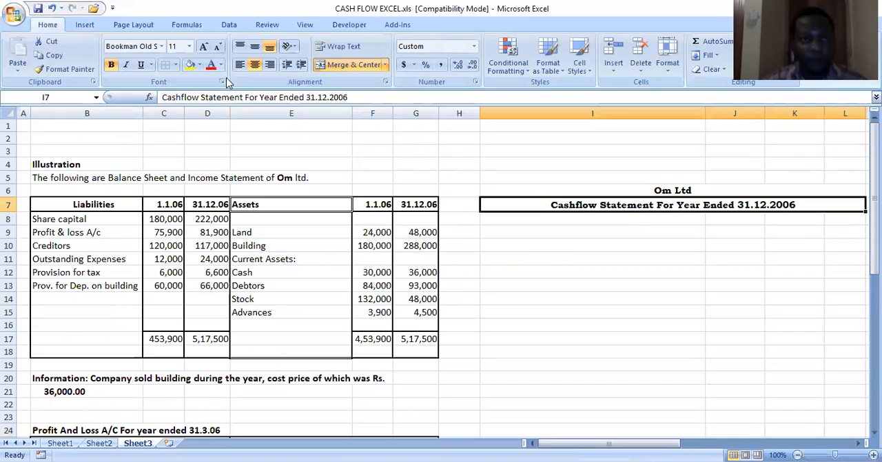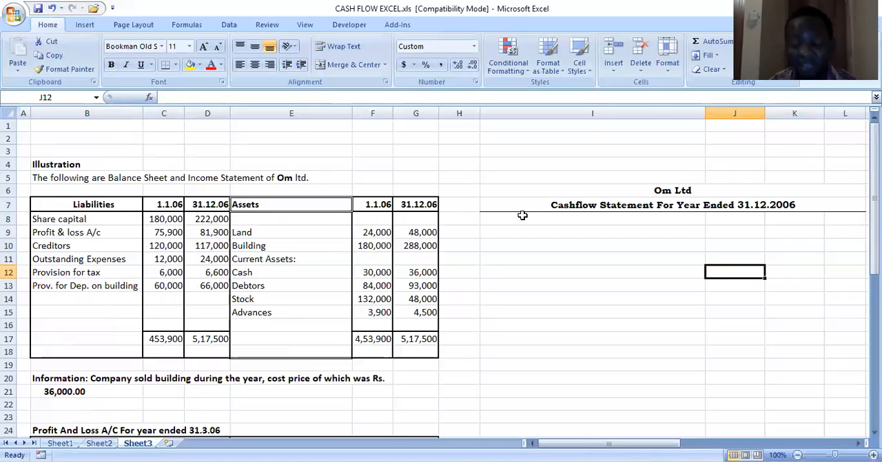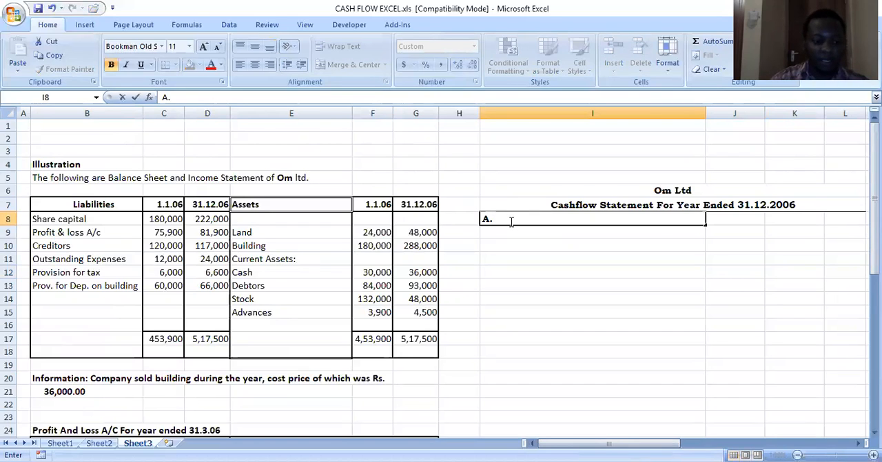So we now prepare our cash flow statement. A cash flow statement is classified into three key elements: net cash flows from operating activities, then net cash flows from investing activities, and net cash flows from financing activities. We usually begin with the net cash flows from operating activities, so you can indicate them as A. Net cash flows from operating activities.